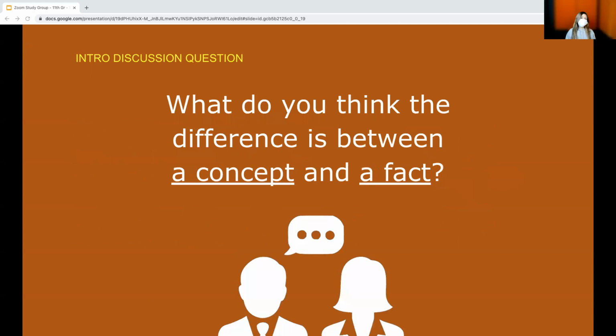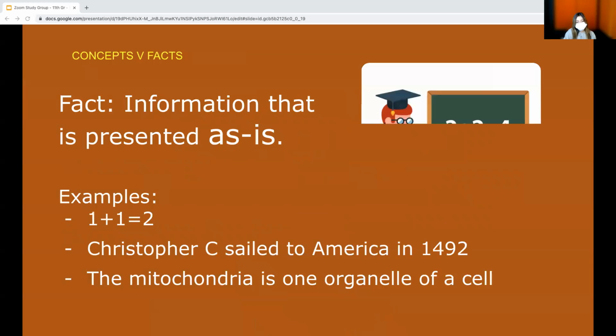So what do you think the difference is between a concept and a fact? Some suggestions are that concepts are not necessarily proven, but instead maybe require some effort or are more flexible in their interpretation, whereas facts are grounded. They're more proven. But as we progress further into today's study group, we'll distinguish what these differences are between concepts and facts.